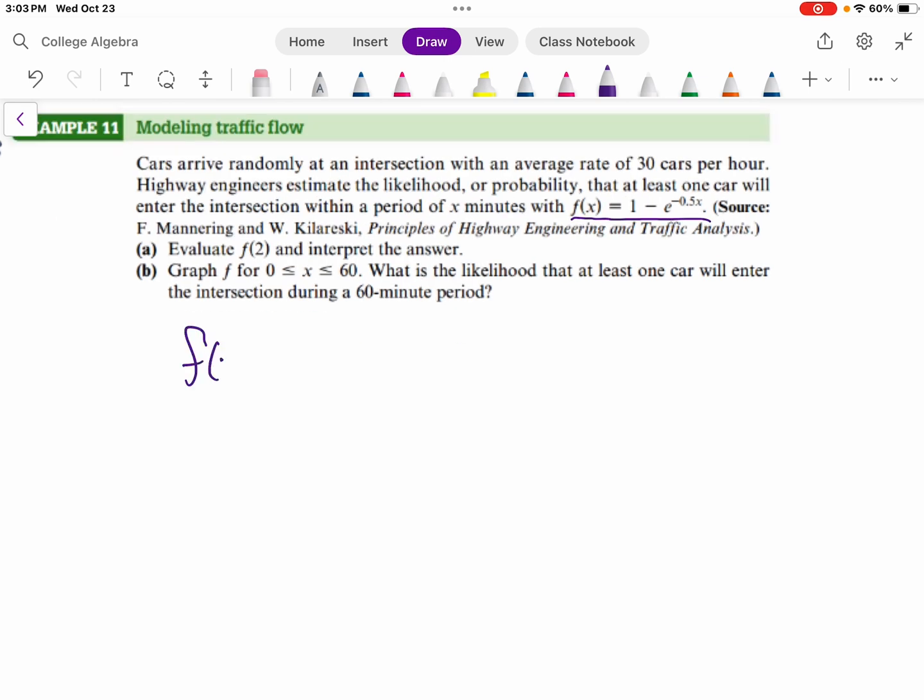So f of x equals 1 minus e to the negative 0.5x. And there's our citations of where the study was from. They asked me to evaluate what f of 2 is and then interpret it. So what is f of 2?